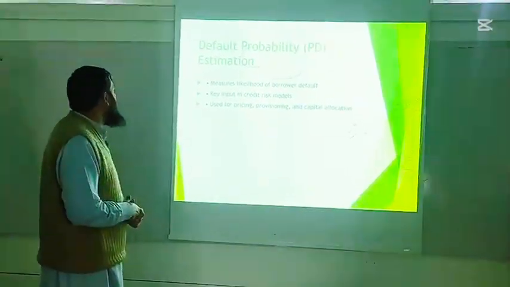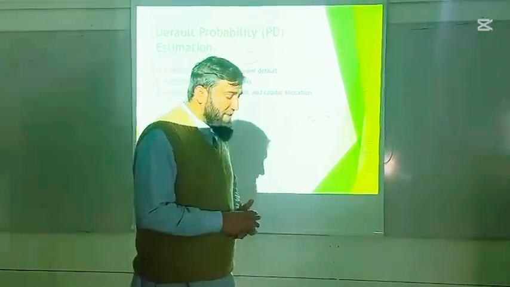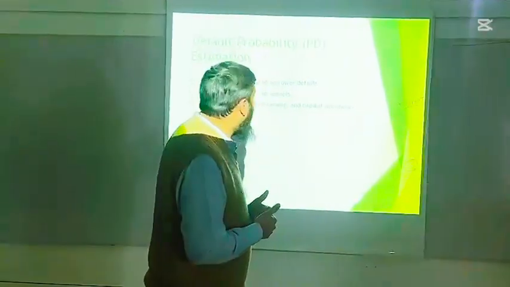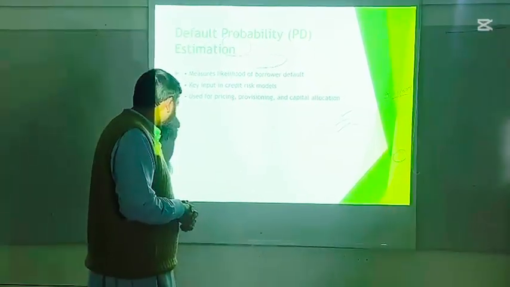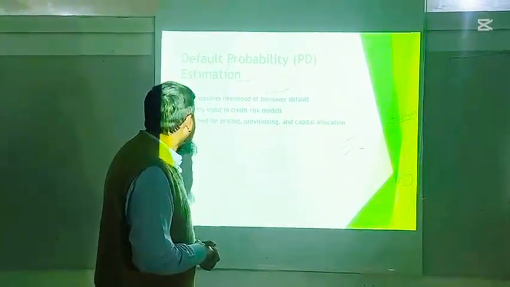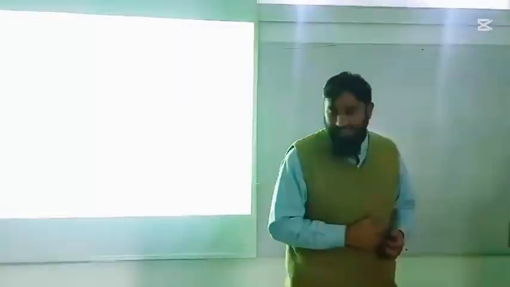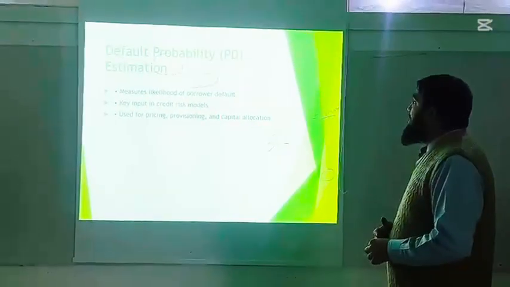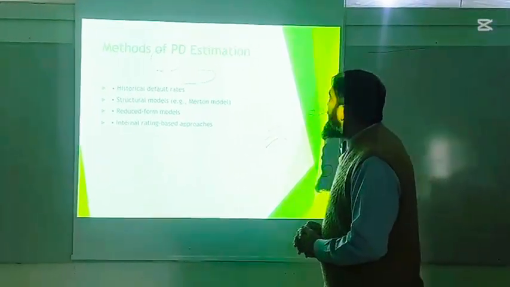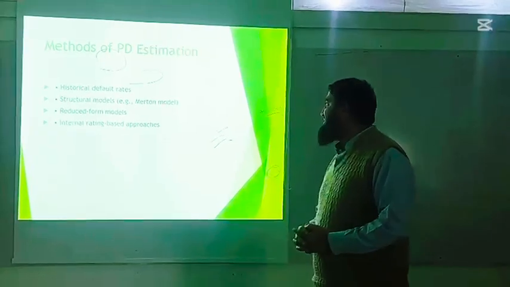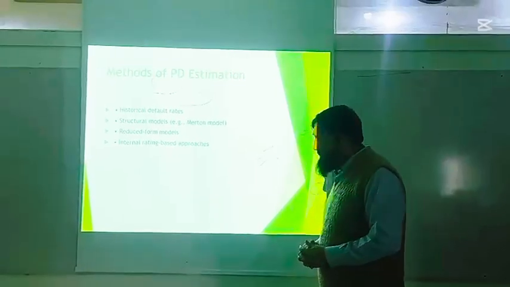Let's come to default probability estimation. This is an estimation method for how we can come to know. The first one, measuring the likelihood of borrower default, a key input to credit risk models. The last one, used for pricing, provisioning, and capital allocation. Furthermore, methods of PD probability estimation are historical default rates, structural models such as Merton models, reduced-form models, and internal ratings-based approaches.